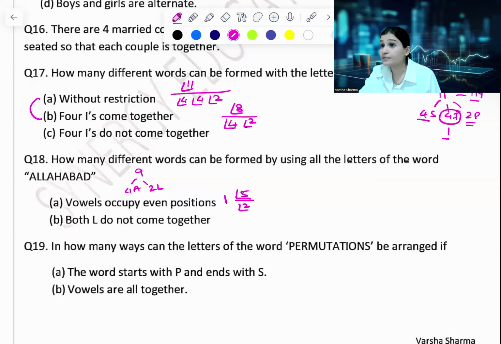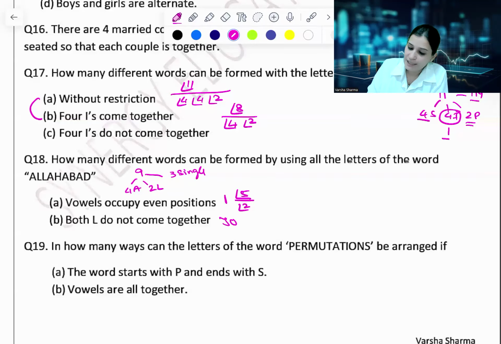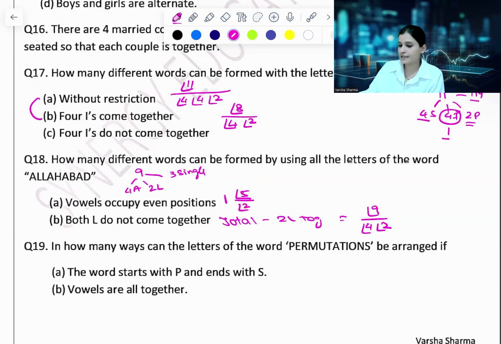I don't want them to be together. I want them to be second, fourth, sixth, basically kind of alternate. Both L do not come together. So basically it will be total minus together. Total will be factorial 9 over factorial 4, factorial 2: 9 letters, 4 A's and 2 L's. Minus together. Which one will be together? The 2 L's will be together. So 4 A, 1 bundle, and 3 single.